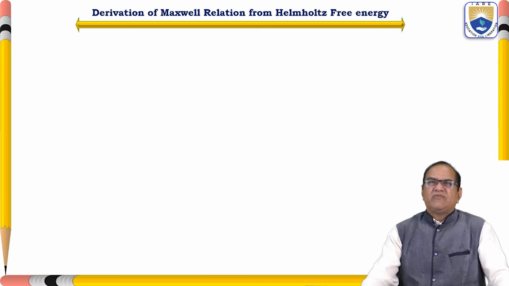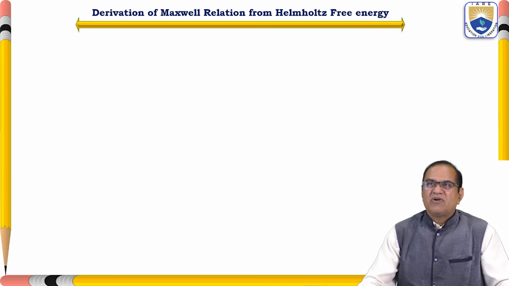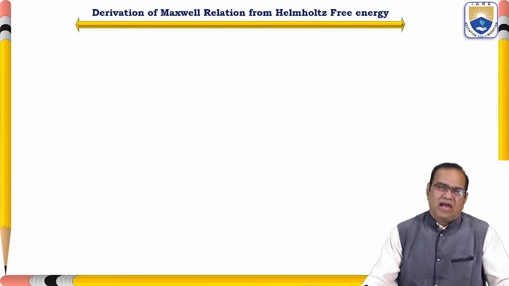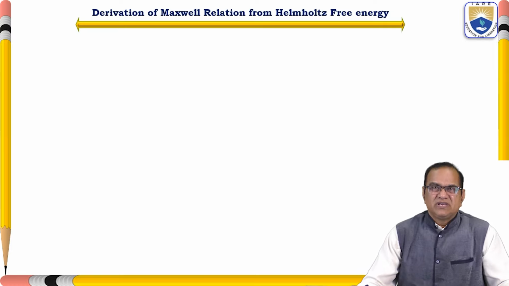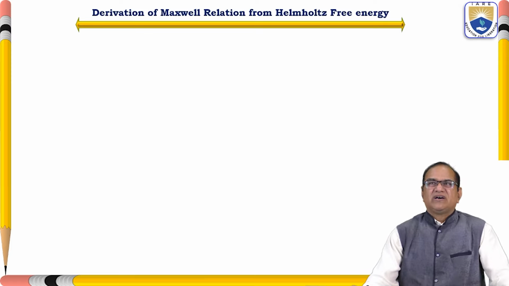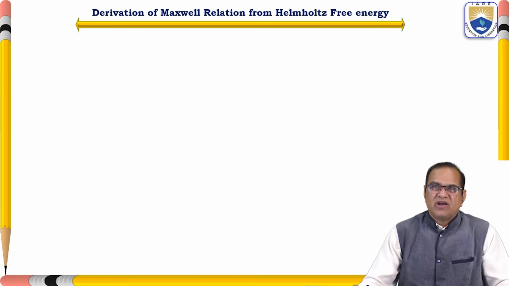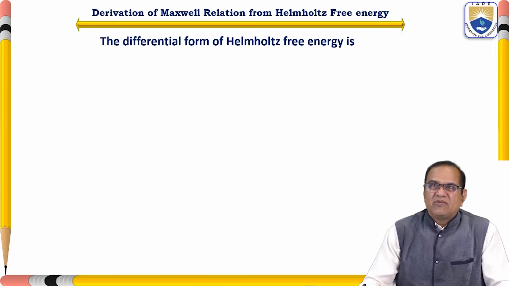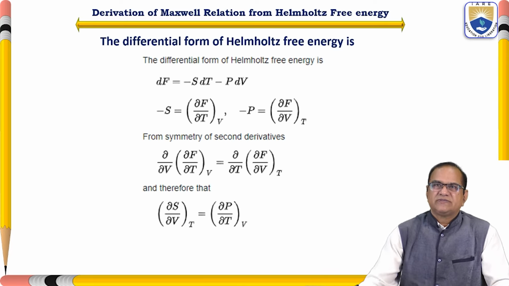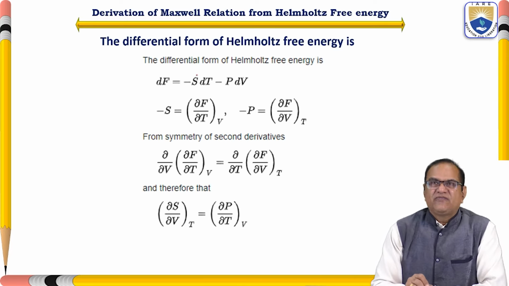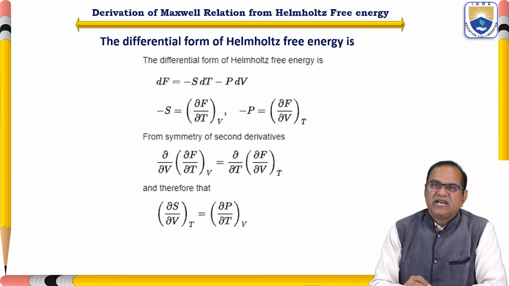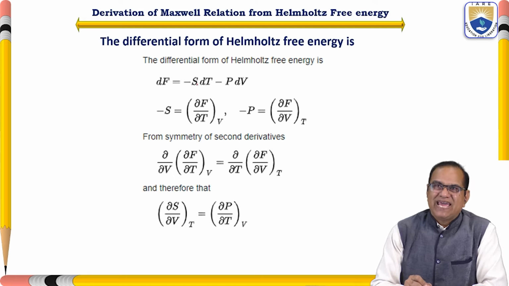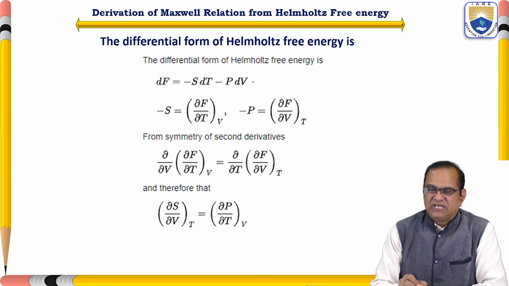So, derivation of the Maxwell relation from the Helmholtz free energy. I have taken just one example, and this example will be very useful for finding out the Maxwell relations from the Helmholtz free energy. You know that the Helmholtz free energy F is equal to U minus TS. The differential form of the Helmholtz free energy is dF equal to minus S dT minus P dV.